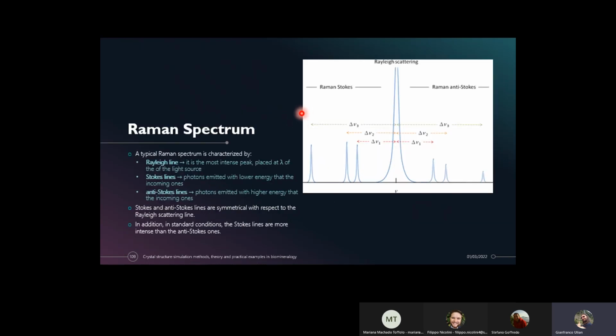The Raman spectrum is obviously different from that of infrared spectroscopy, because here you have a very broad signal centered on the wavelength of your laser, which is due to the Rayleigh scattering. Then you obtain symmetric peaks with respect to the Rayleigh scattering peak, which are the Stokes lines and the anti-Stokes lines. The Stokes lines are those related to photons emitted with lower energy than the incoming ones, and conversely the anti-Stokes ones have a higher energy.